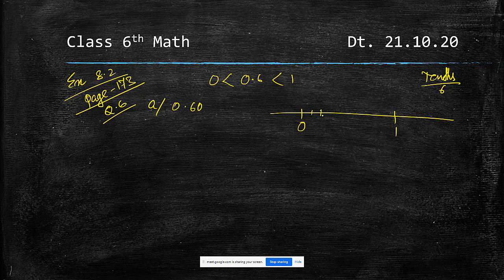So 1, 2, 3, 4, 5, 6, 7, 8, 9 and 10. Okay, we divided it into 10 parts. Then we will take 6 parts out of it: 1, 2, 3, 4, 5, 6. So it is 0.6, correct?